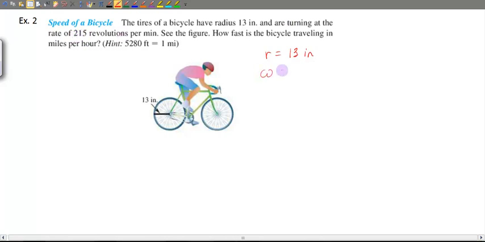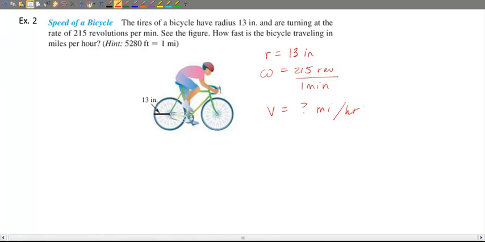That's the angular speed, right? That's how fast its theta is changing. 215 revolutions per minute. And I'm ultimately trying to find how fast it's traveling. That's how fast it travels in a straight line in miles per hour.